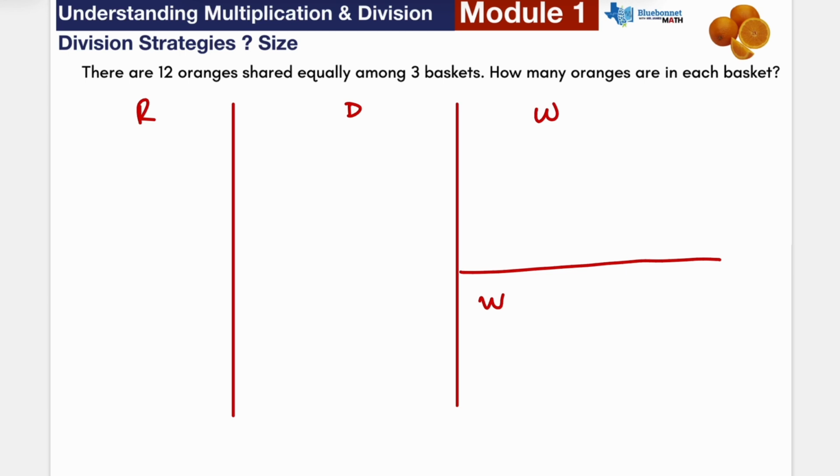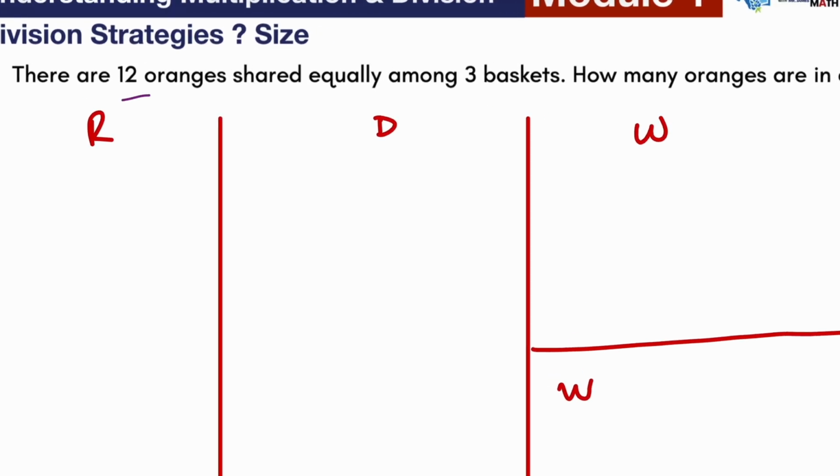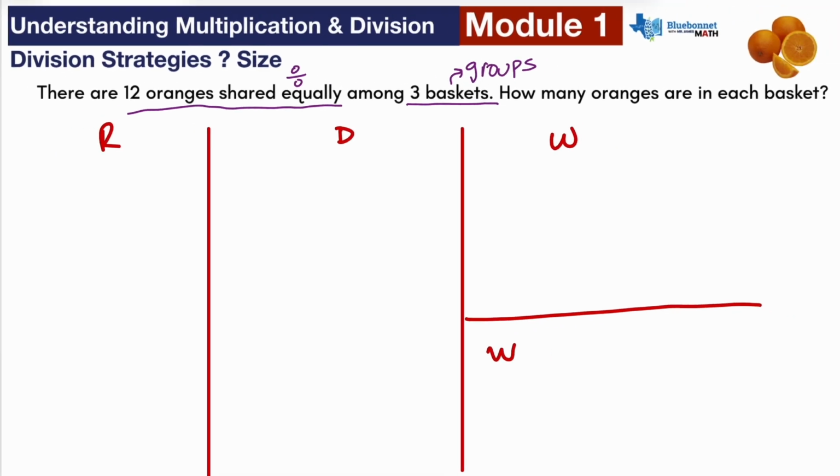So it says that there are 12 oranges shared equally. Okay. So shared equally typically means that I'm going to be dividing because I'm partitioning something up into groups equally. Okay. It says in 3 baskets. What does baskets mean in math terms? This means groups. So I have the number of groups, but what am I missing? It says how many oranges are inside of each basket. We are missing the size. This is our unknown. That's the size.